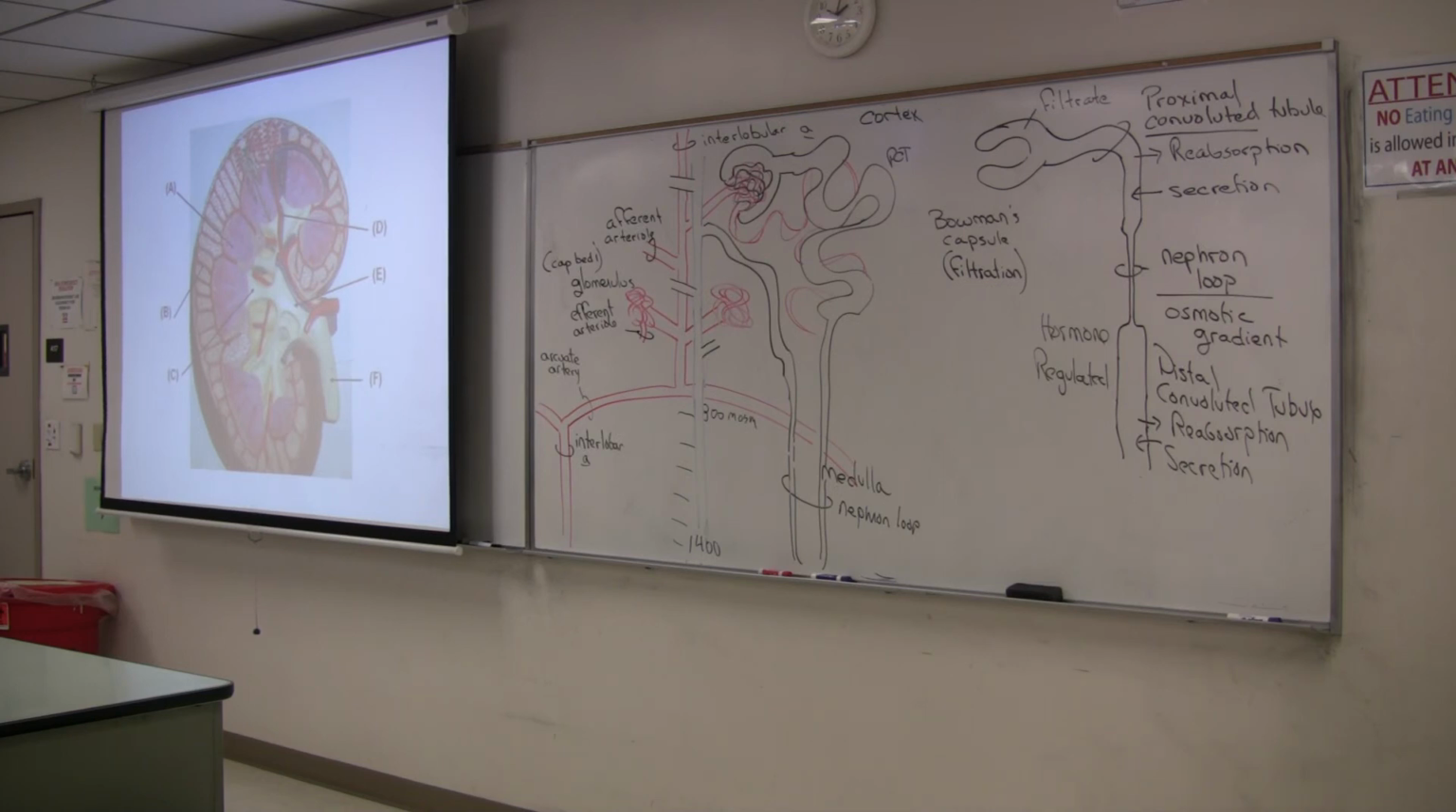interlobular artery. Coming off the interlobular artery is the afferent arteriole. Coming out of the capsule is the efferent arteriole, which up here is going to form the peritubular capillaries. Down here is going to form the vasorecta. You don't have to worry about these smaller branches, just the vasorecta.